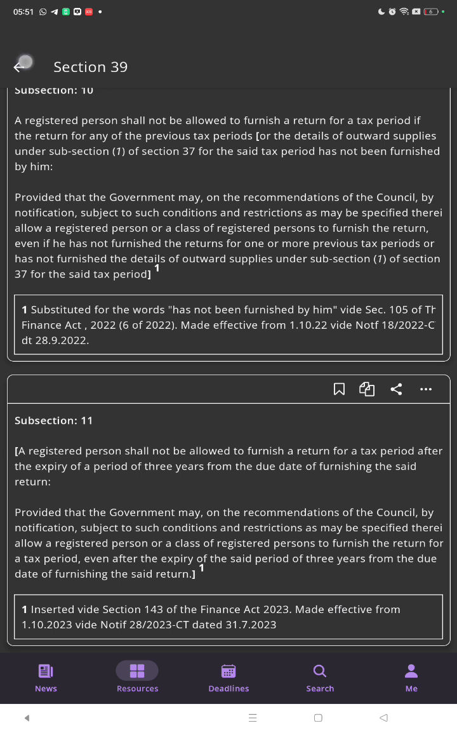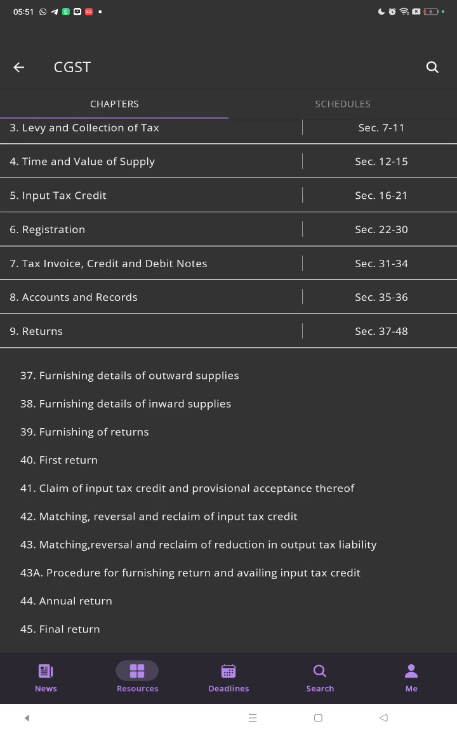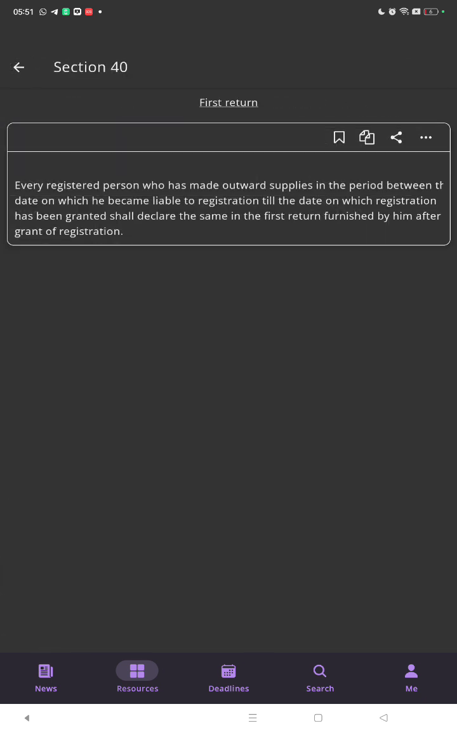Section 40, the first return. Every registered person who has made outward supplies in the period between the date on which he becomes liable to registration till the date on which registration has been granted shall declare the same in the first return furnished by him after the grant of registration.